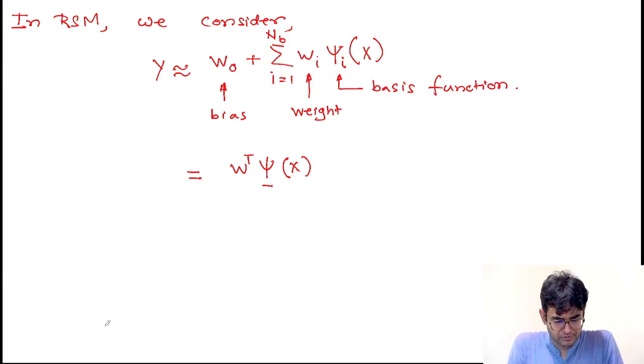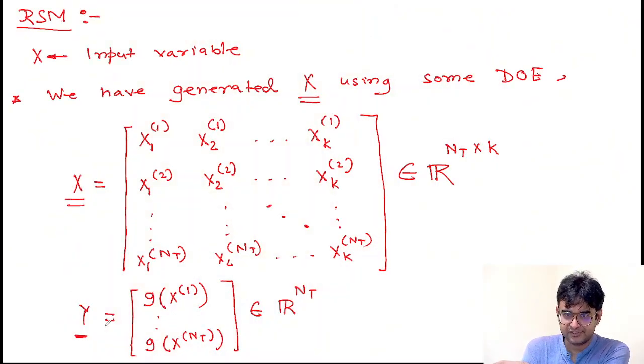What is known to us? What is unknown in this? Psi is known. I will select it. Basis function. The W's will be unknown. The weights and biases are the unknowns. And weights and biases are something that I would like to estimate based on the training data, this data that I have generated using design of experiments.